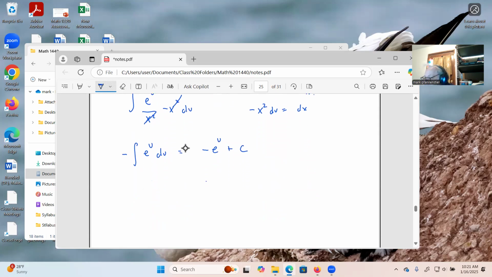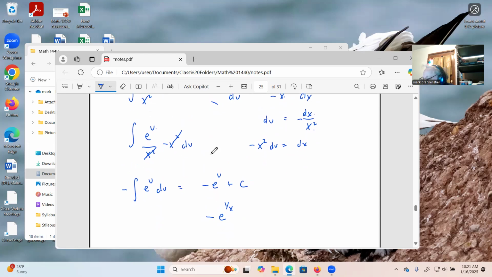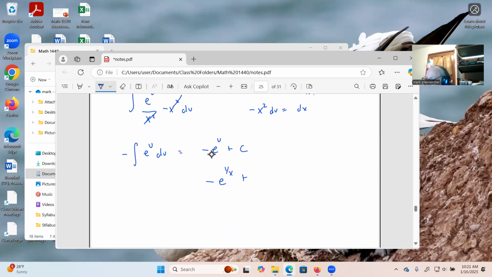And then we're going to say this is negative e to the 1 over x, because we posed the problem in x to begin with. We have to go back to that, plus c. You could swap the order if you wanted to say this is c minus e to the 1 over x. That would be fine. But either way you want to write this, that is going to be how you solve this integral.